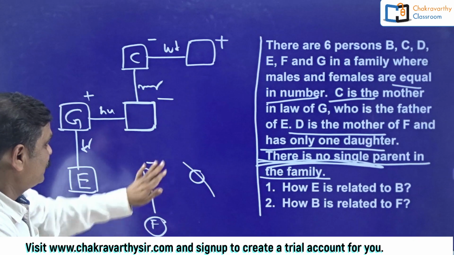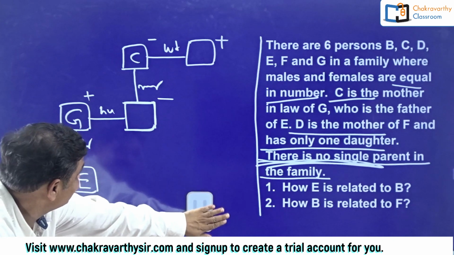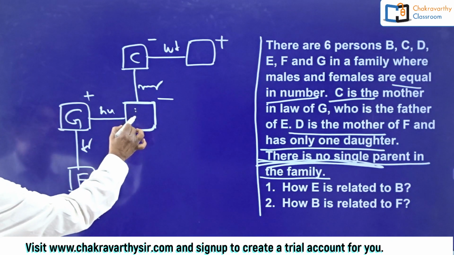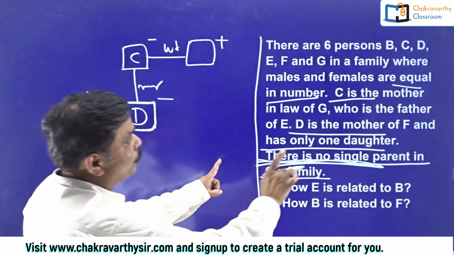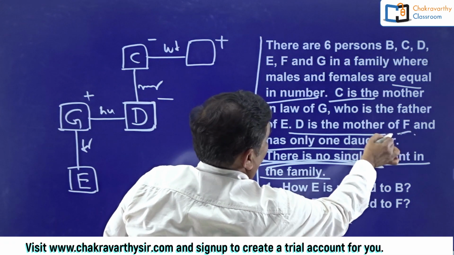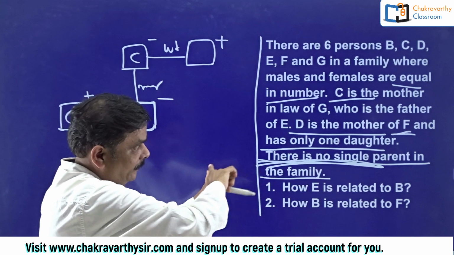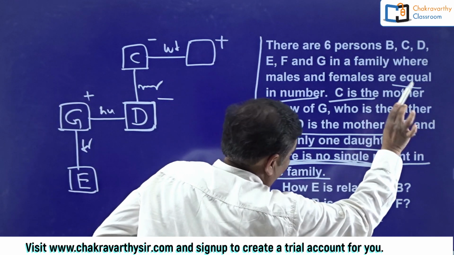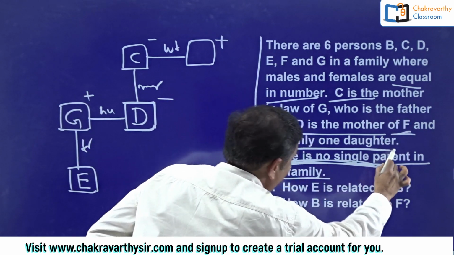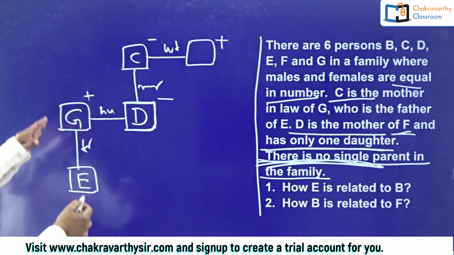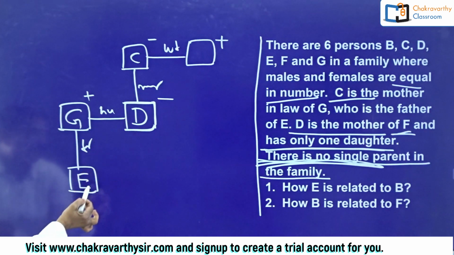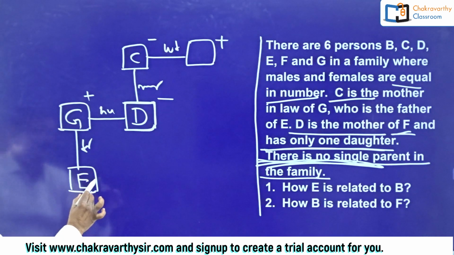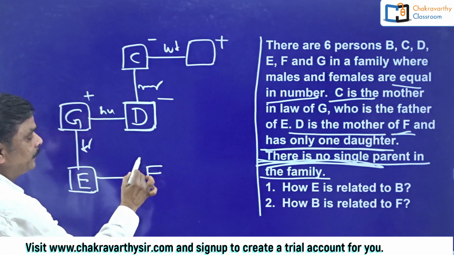So for that reason, D has only one place here. That is this one. Simple. And D has only one daughter, that is not F. Just read the sentence one more time. D is mother of F and has only one daughter. That means D is mother of F already. D is mother of E. That means E and F are siblings.